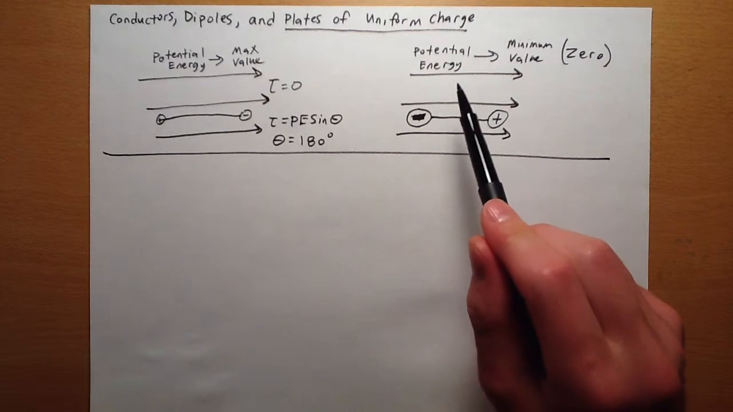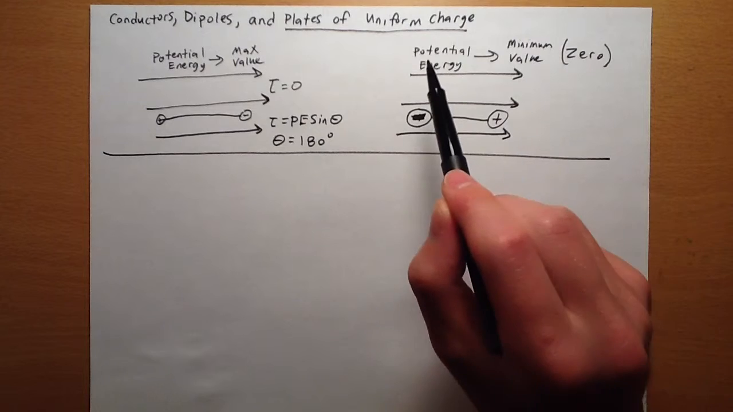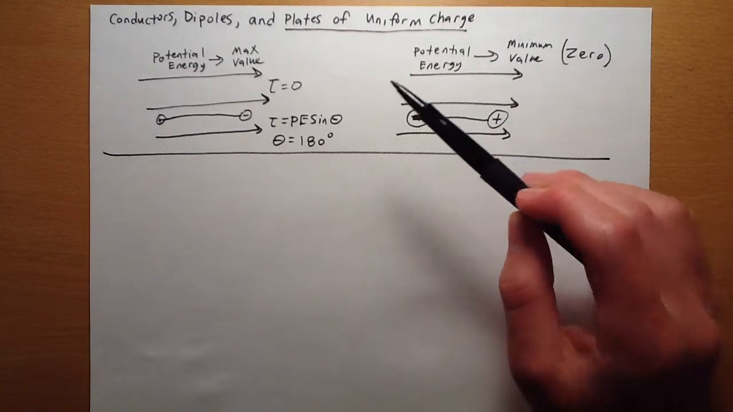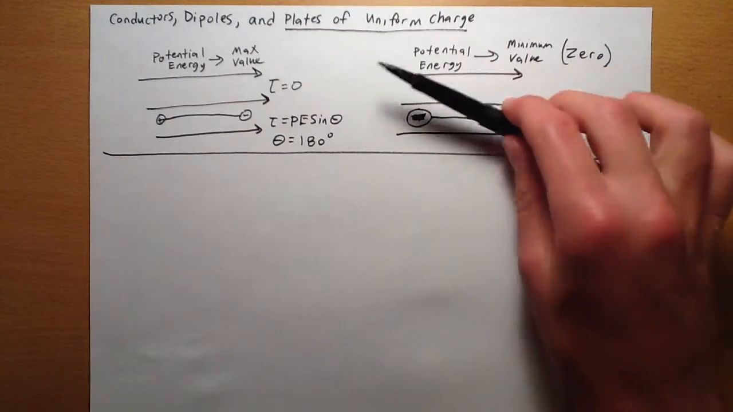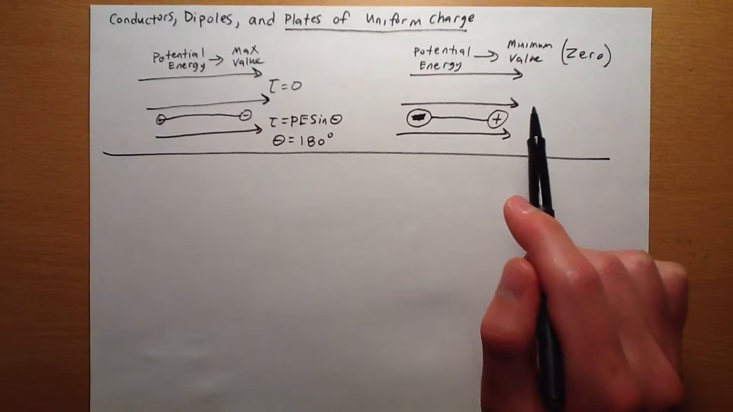However, at this point right here, where the negative charge is here, positive charge is here, potential energy is at a minimum, or a value of 0, because the dipole is not going to rotate through here, because the negative charge wants to be over here, the positive charge wants to be over here.